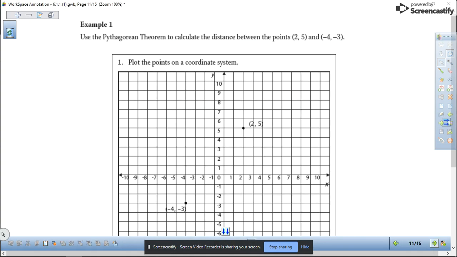And here we go. Use the Pythagorean theorem to calculate the distance between the points (2, 5) and (-4, -3). So we're talking about this line right here. The easiest way is to use the Pythagorean theorem. If you remember, it is a squared plus b squared equals c squared. The way I really like to do it is leg squared plus leg squared equals hypotenuse squared. It's always important to remember that the hypotenuse has to be on the side by itself.